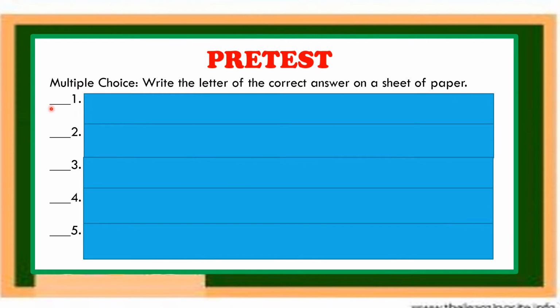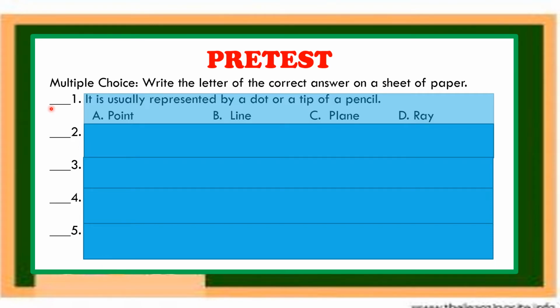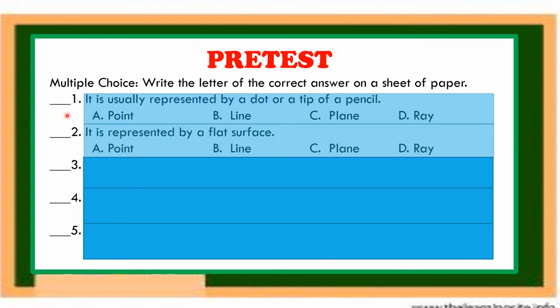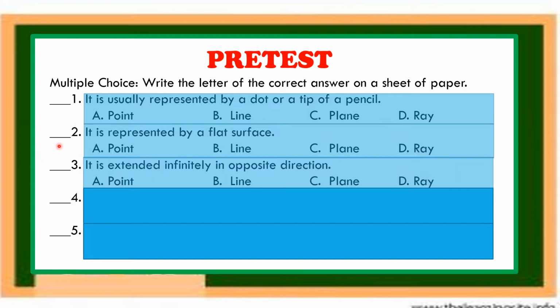So we have multiple choice. Write the letter of the correct answer on a sheet of paper. Number 1. It is usually represented by a dot or a tip of a pencil. Letter A, point. Letter B, line. Letter C, plane. Letter D, ray. Number 2. It is represented by a flat surface. Letter A, point. Letter B, line. Letter C, plane. Letter D, ray.